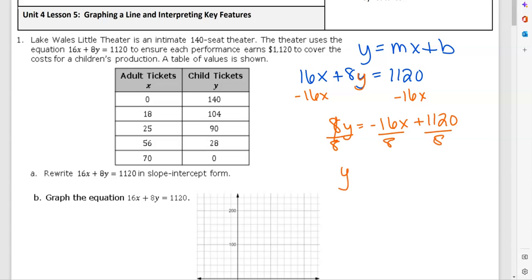So we end up with y equals negative 16 divided by 8. Oh, careful. Negative 2. And then what is 1,120 divided by 8? Yep. What is it? 140? Are you guessing or did you do it? Someone just double check him, please. 1,120 divided by 8 is 140? Okay, cool. Thank you.